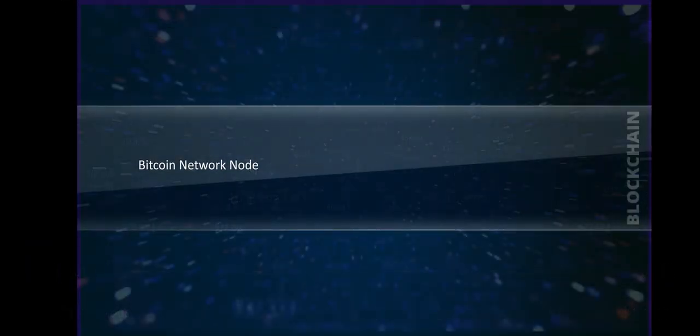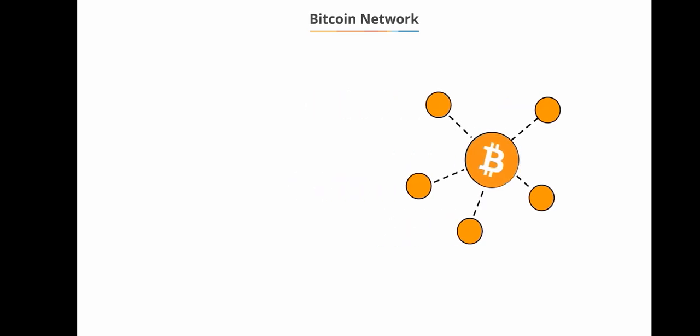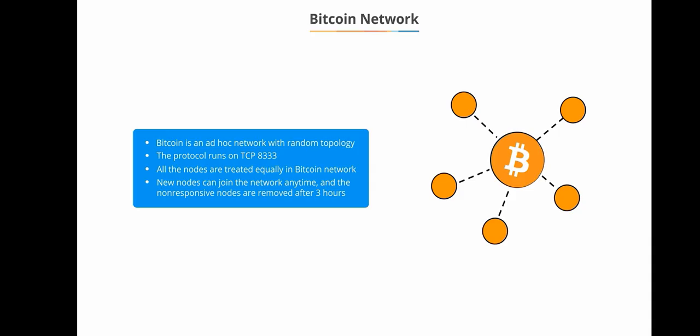Bitcoin network. Bitcoin is an ad hoc network with random topology. The protocol runs on TCP 8333. All the nodes are treated equally in the Bitcoin network. New nodes can join the network anytime, and the non-responsive nodes are removed after 3 hours.